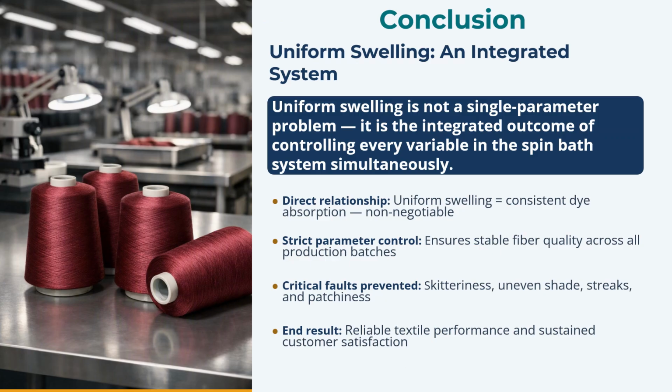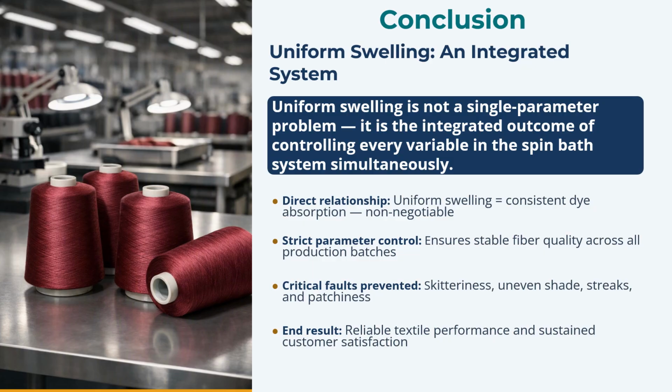In conclusion, uniform swelling is not controlled by a single parameter. It is the combined result of managing all critical variables throughout the spinning process. The relationship is simple and direct. Uniform swelling leads to consistent dye absorption, while non-uniform swelling leads to dyeing defects.